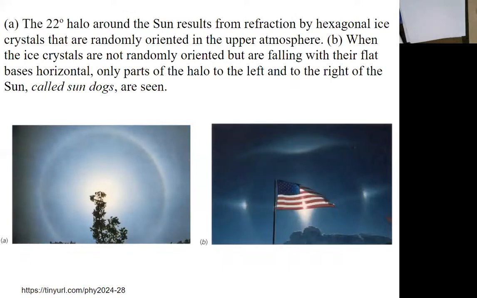Also, you'll sometimes see a halo around the sun. This is because there are hexagonal ice crystals in the air. When the temperature is cold, there are ice crystals in the air, and the sunlight will be deflected in that case. Sometimes you see two bright spots, which are called sun dogs. That's again because of the ice crystals in the air.